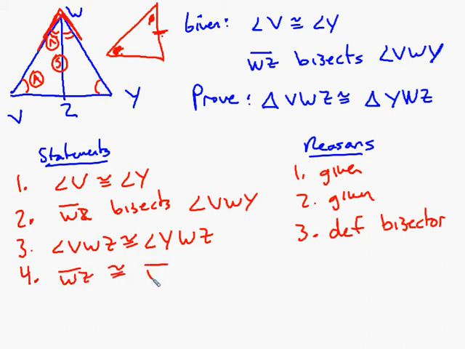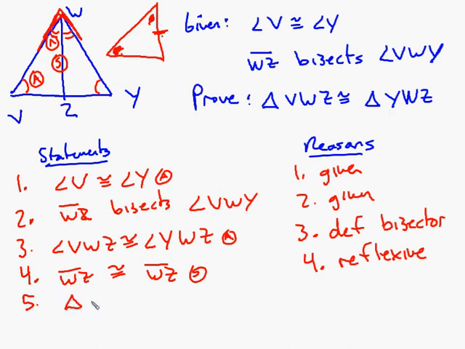WZ is congruent to WZ by reflexive property. Something equals itself. So I have angle, angle, side. Done. You might even want to write it here. I have my angle, I have my angle, I have my side. Now be careful. The order of your proof might lead you astray. Use your diagram to figure out which one it is.